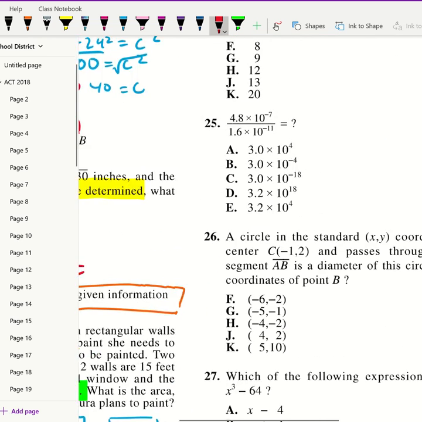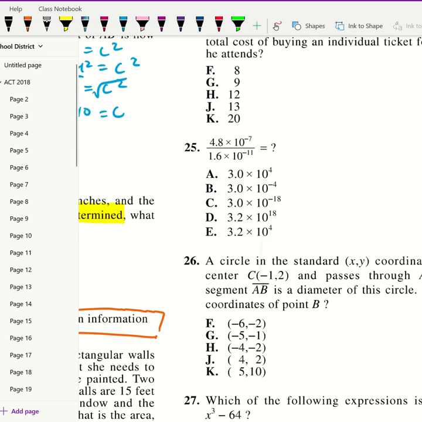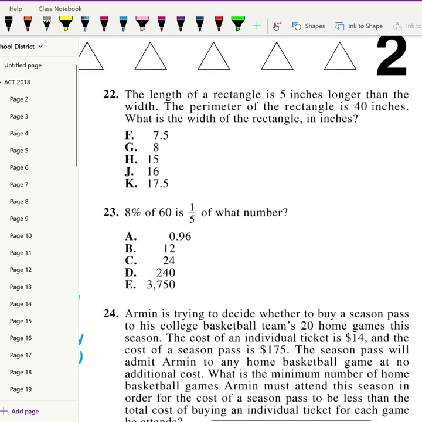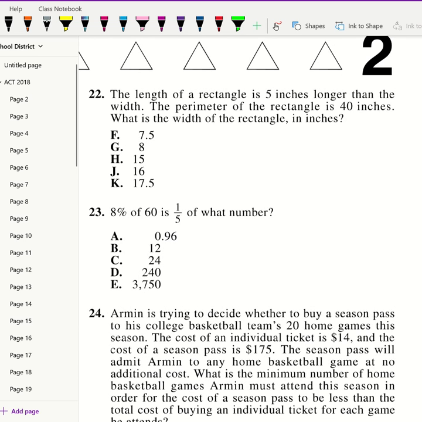Question 22, another geometry problem. The length of a rectangle is 5 inches longer than the width, and we know what the perimeter is. We want to find out what the width of the rectangle is in inches. I do better at these if I draw a picture. The length is 5 inches longer than the width. I don't know how long the width is. I'll just call it W. The length is 5 longer than that, so W plus 5.